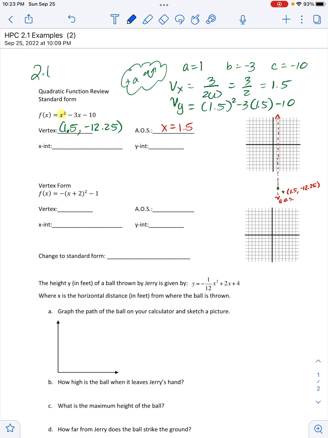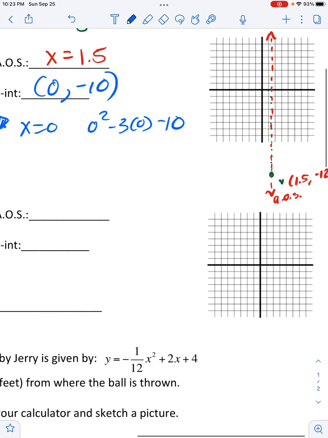Okay, let's do the easy thing first. Y-intercept, remember you need to plug in x equals 0. So I would have 0 squared minus 3 times 0 minus 10, or you just happen to remember that it's always going to be 0 and then the c value, which for me is going to be down 1, 2, 3, 4, 10. And then I'm going to go 1.5 to the other side, and then that will be its matching pair. It looks like a little face.